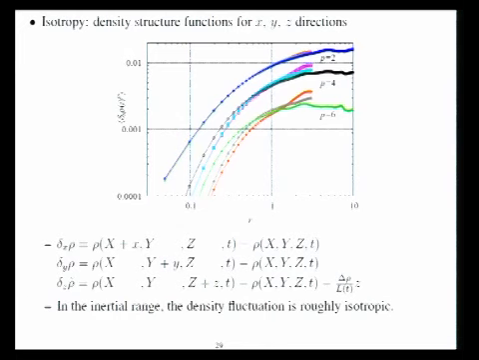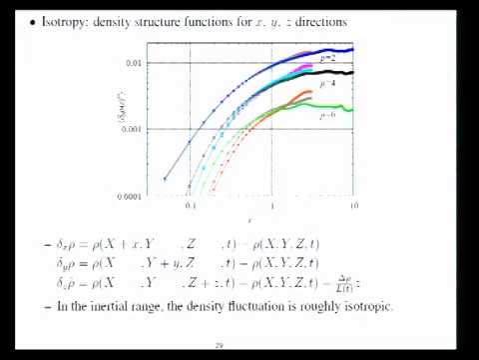Okay, so then I'd like to see whether or not there's isotropy. So I plot three different density structure functions. The directions of the increments are different. The x direction and y direction are both in the horizontal plane. And I also plotted the z direction increments, but I subtracted the mean density profile. So this is the second order. There are three lines. They collapse onto each other.